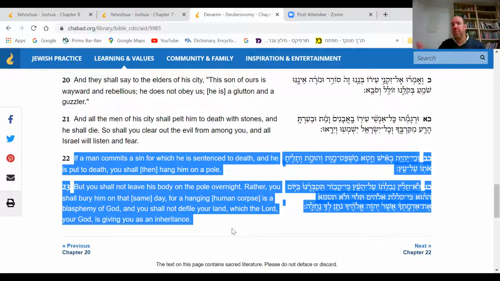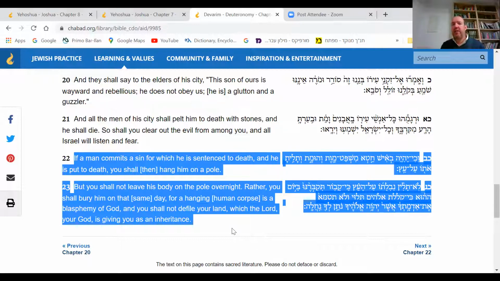So this is the original command in the Torah, in the book of Deuteronomy, which obliges the Israelites to show certain respect for the bodies of the enemy, or in this instance, for somebody who is charged with the death penalty, because it is considered an abomination. It is blasphemy of God.